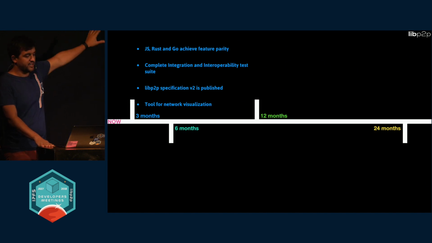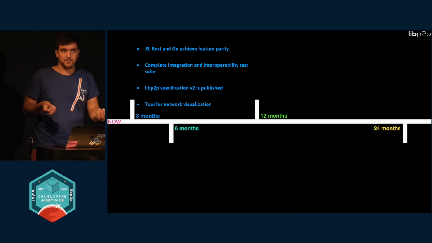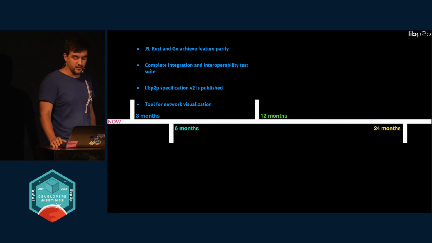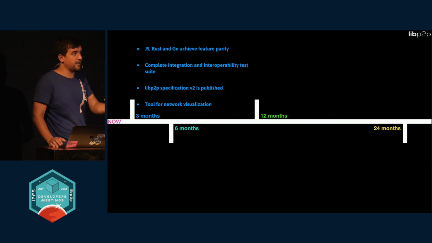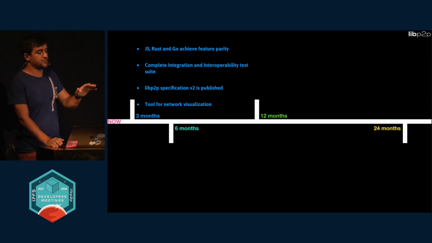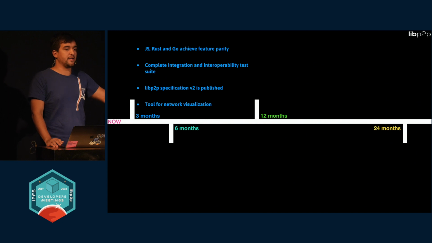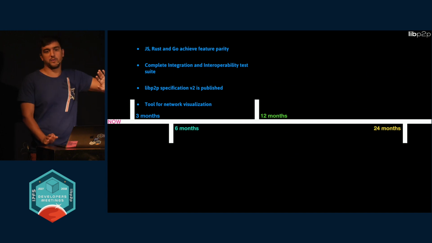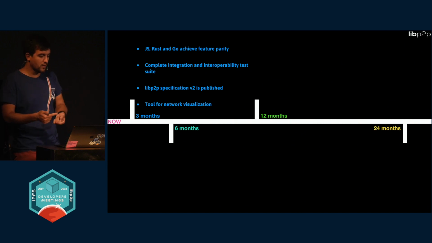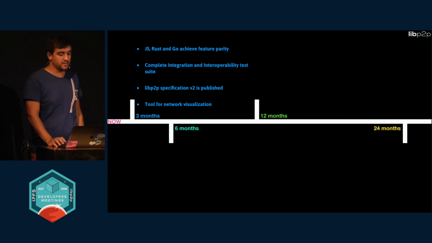We want JS, Rust, and Go to achieve complete feature parity, to be able to do everything together. We want to help those language implementations by creating very robust interoperability and integration tests, just to make sure that they are always running. Ideally, those tests should be projected out from a specification. Right now we have the spec v1 of libp2p, and it's more of an informative spec rather than a spec with requirements. We want to publish the new one so that other language implementations can follow the spec and implement something that is interoperable from the start.